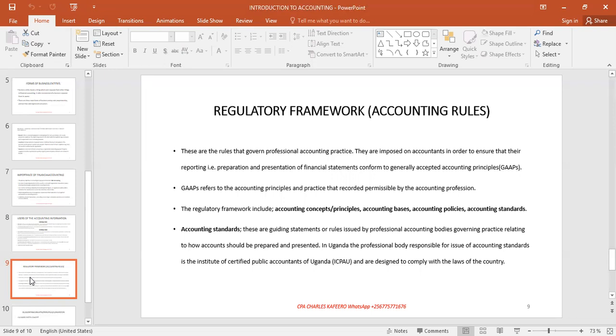So when I talk about the regulatory framework or the accounting rules, these are the rules that govern professional accounting practice. They are imposed on accountants in order to ensure their reporting.